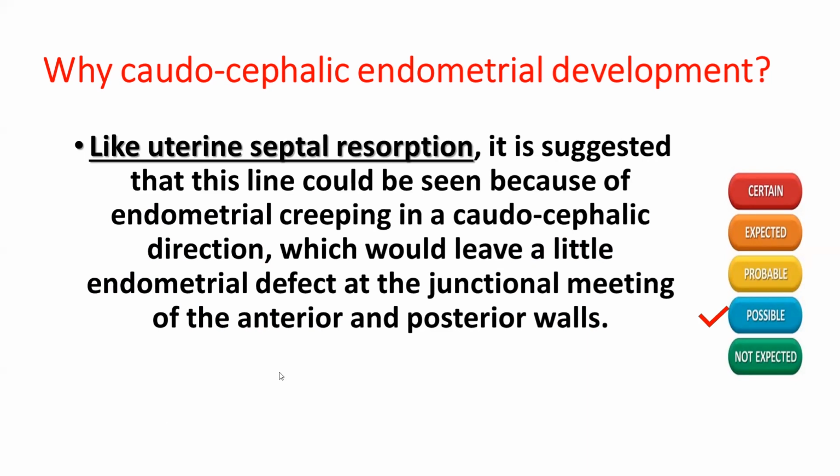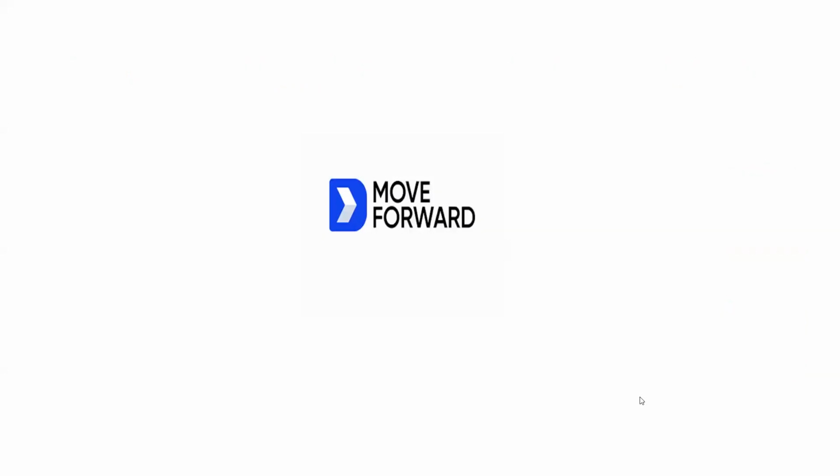Okay, do you see septum in all cases? This is a defective fusion in some cases, not in all cases, and this is the junctional meeting point, as the septum is seen in some cases, not in all cases. And the septum can be seen complete or incomplete, which means the caudal part of the septum has been resorbed and the cephalic part is not. So the same applies for the endometrium, and this is another possible suggestion.